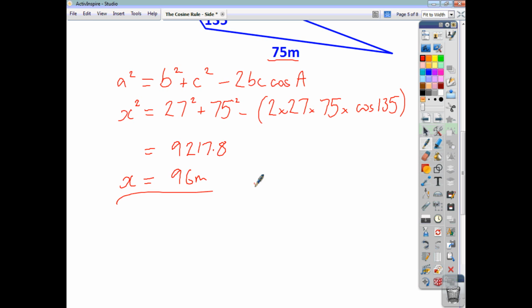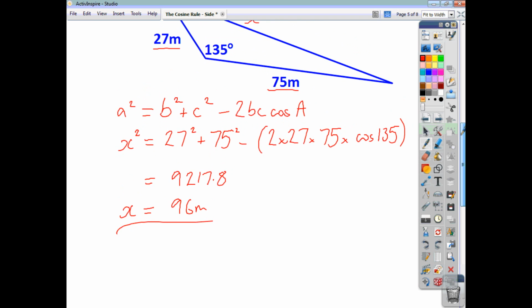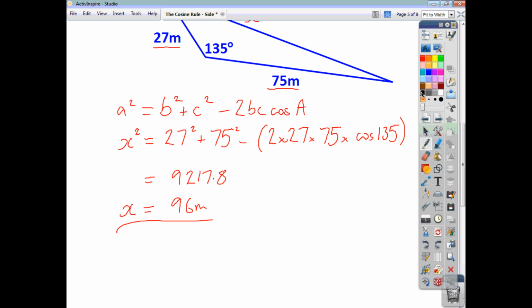Now that's not what the question asked us to do. The question asked us to find the perimeter. Our other two sides were 27 and 75, so we'll just say that the perimeter is just the sum of the three sides, so 27 plus 75 plus 96, and we end up with an answer of 198 meters. That's how we would answer these two questions.